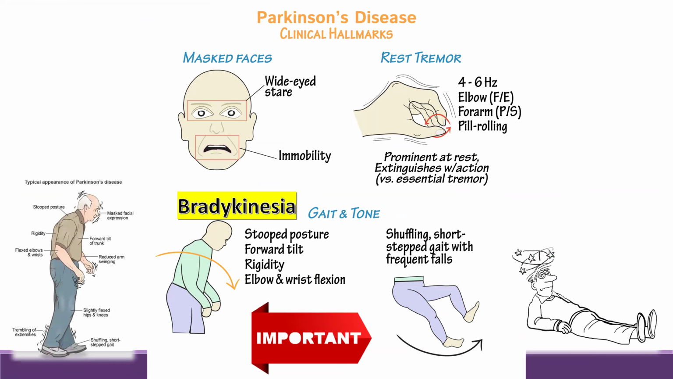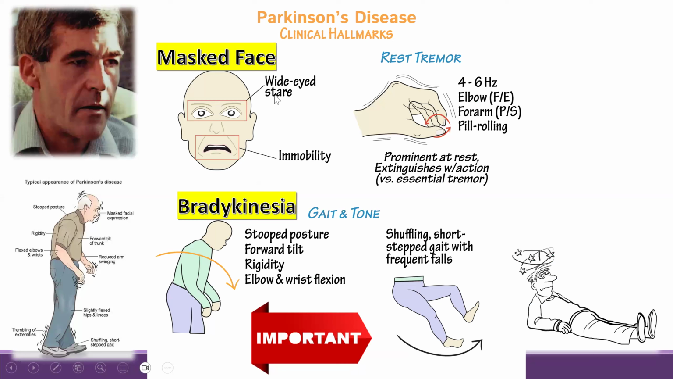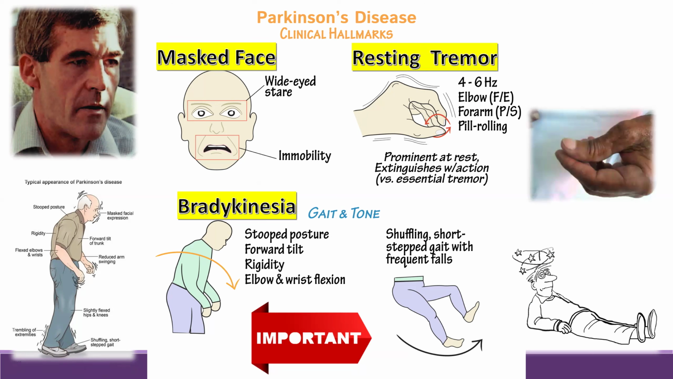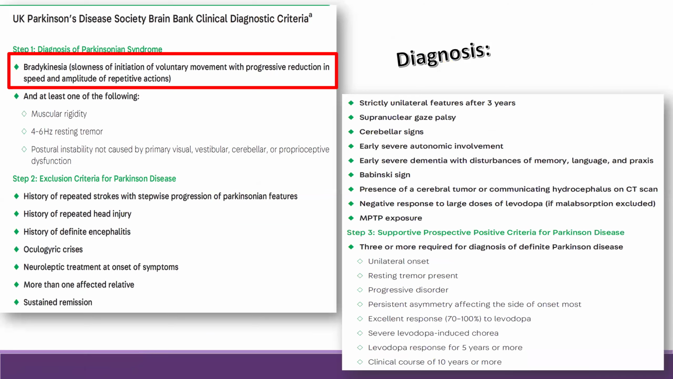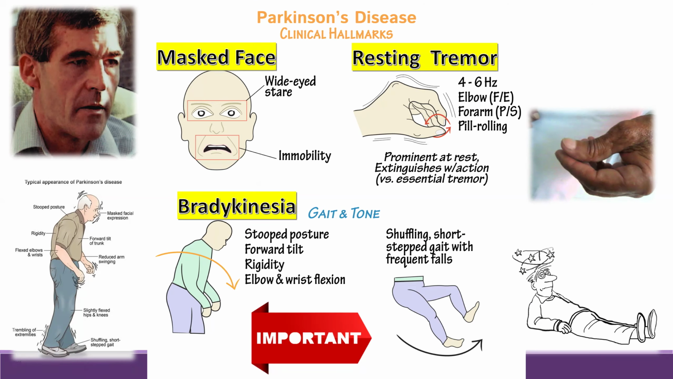The clinical hallmarks start with bradykinesia, which is difficulty in movement, with stoop posture, forward tilt, and slowness in movement, and this is the classical posture for the patient with Parkinson's disease. Mask face, so it's a wide-eyed stare, immobility of the mouth. Resting tremor is slow, 4 to 6 hertz, like a pill rolling movement involving the elbow and the forearm. And sometimes there is a shuffling gait, which is short and small steps, resulting in frequent falls.